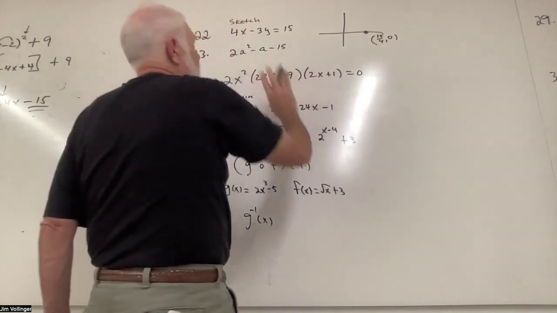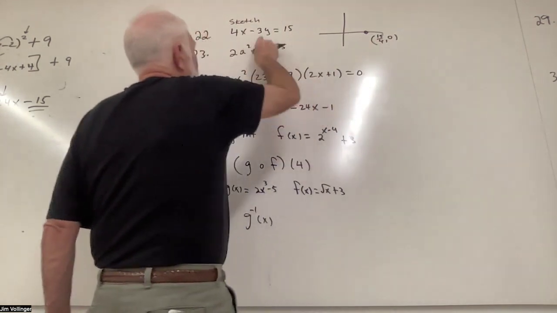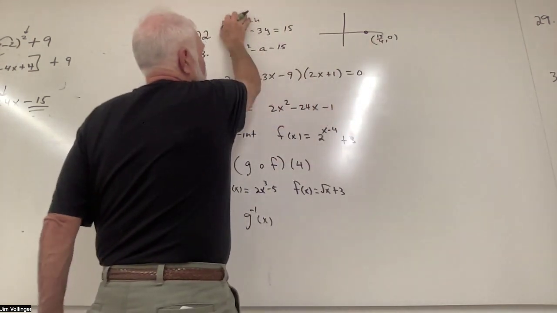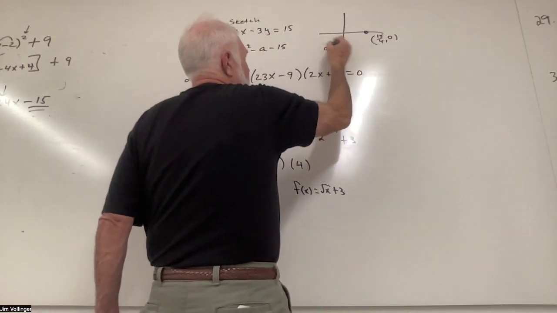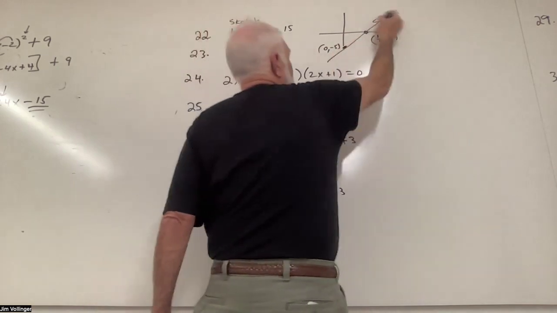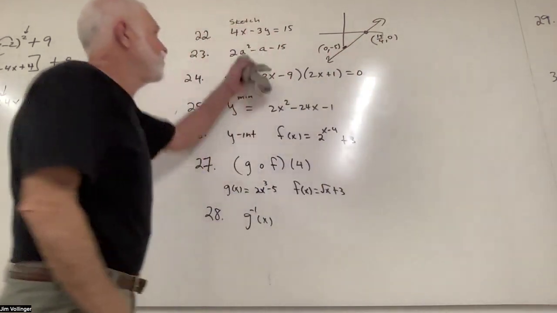If I'm subtracting, I'm going up. So how many times does negative 3 go into 15? Negative 5. So 0, negative 5. There's my intercepts. There's my line. So you don't have to change this at all.